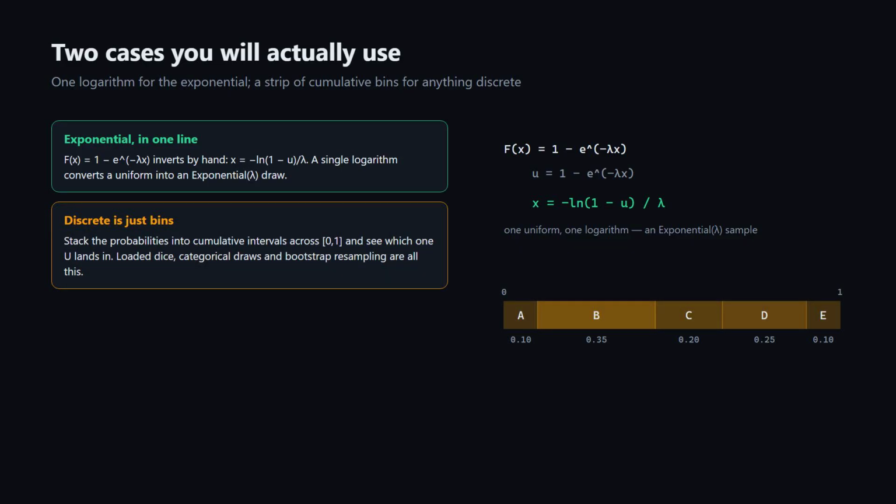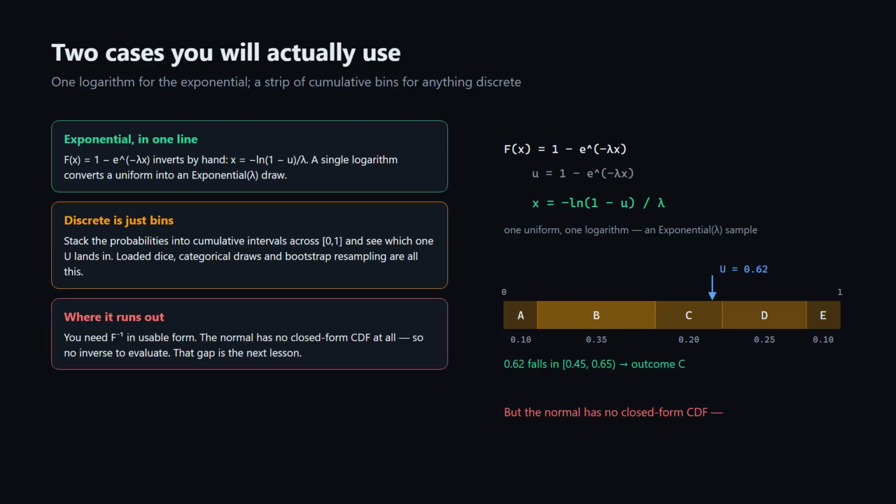Discrete targets are even easier. Stack the probabilities into cumulative bins along the interval from 0 to 1, then see which bin your uniform lands in. A loaded die, a categorical draw, a bootstrap resample. Every one of those is this picture.